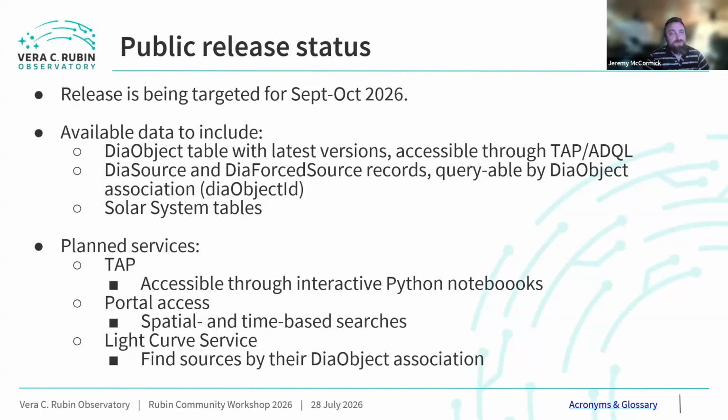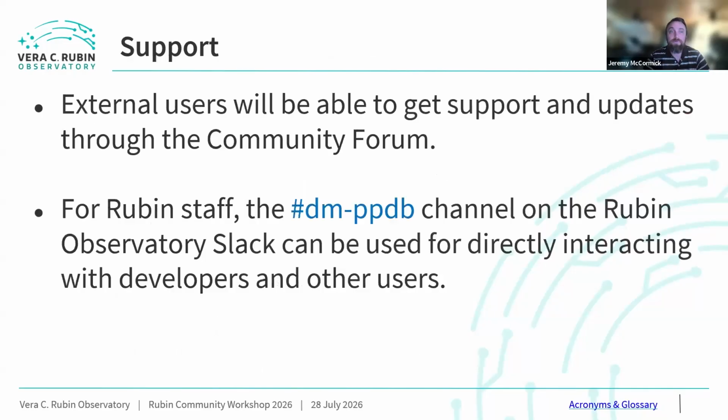And then the services will be TAP, so that will be accessible through Python notebooks. And then we'll have the portal access, which should have spatial search capability and possibly time-based search as well. And then the light curve service to basically look up DIA source and DIA forced source records by their DIA object association.